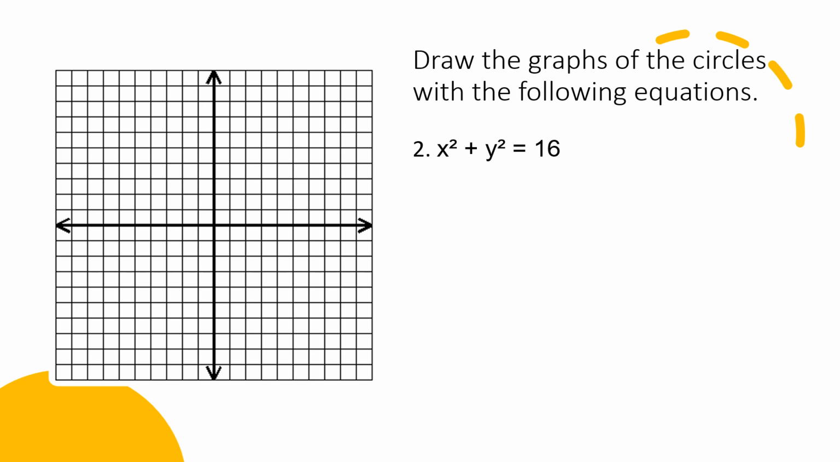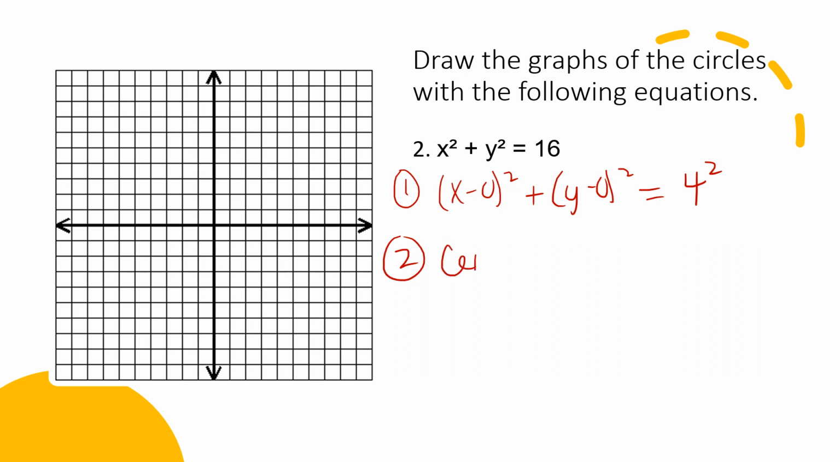So notice in this example that there's nothing being added or subtracted to my x's and my y's, and that's because it's a 0. So in standard form, this would be x minus 0 squared plus y minus 0 squared equals 4 squared. From standard form, I know that the center of my circle is going to be at the origin, 0, 0, and I know that my radius is going to be 4.